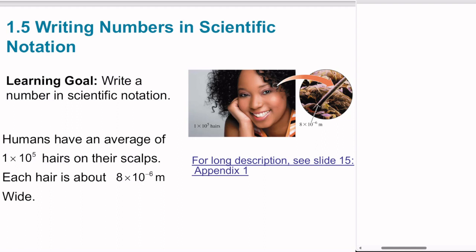For example, let's consider the number of hairs on a human scalp. Humans have an average number of 1 times 10 to the fifth hairs. What does this mean? This means we have a digit in the ones place, and then we have a multiplier that's 10 to the fifth. This actually can be expressed as 1 with 5 zeros behind it.